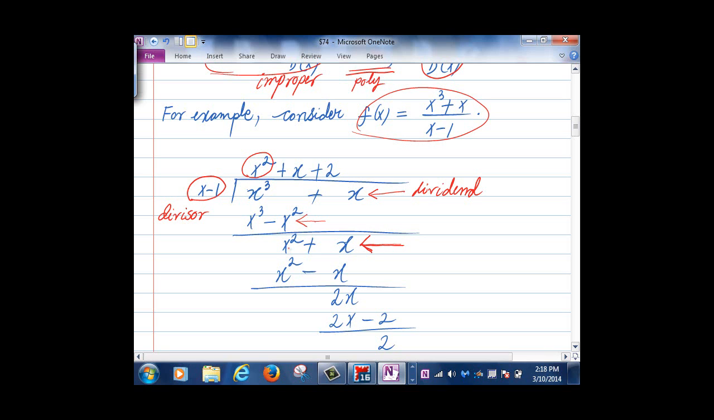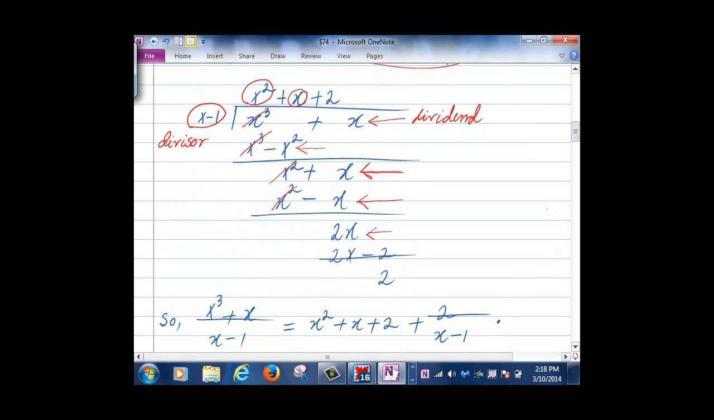In order to obtain x squared, I have to multiply the divisor with x. So I multiply x and x minus 1, and I am going to get x squared minus x. All right, so now I subtract again, and this time I'm going to get x minus (minus x), which is 2x. So I had x cubed canceled out here, x squared canceled out here, subtract, I get 2x. So this is where I am right now.